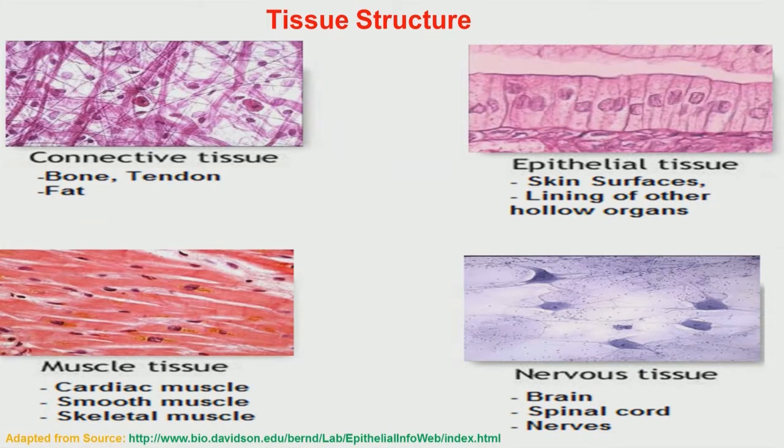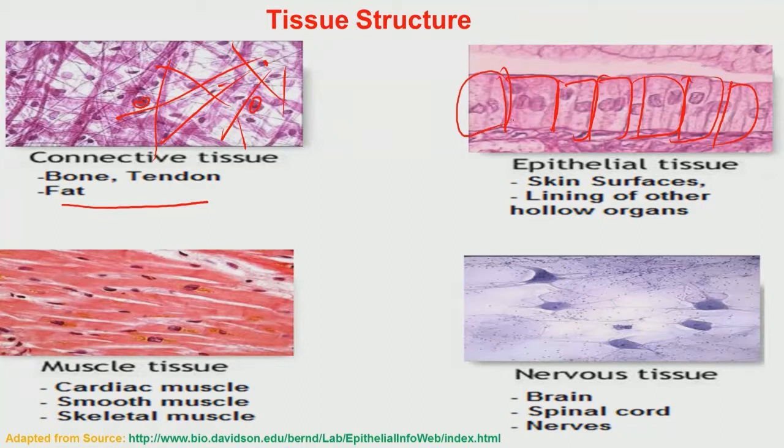This is the connective tissue. You can see the cells are well separated physically, and you can see this fibrous nature. These are collagen fibers in the extracellular matrix. Examples are the bone and tendon. Epithelial tissue, you can see in these histology sections, the cells are very closely spaced, lined up one against another, and this is the characteristic of the epithelial tissue. This is there in the skin surface as well as the lining of several hollow organs.